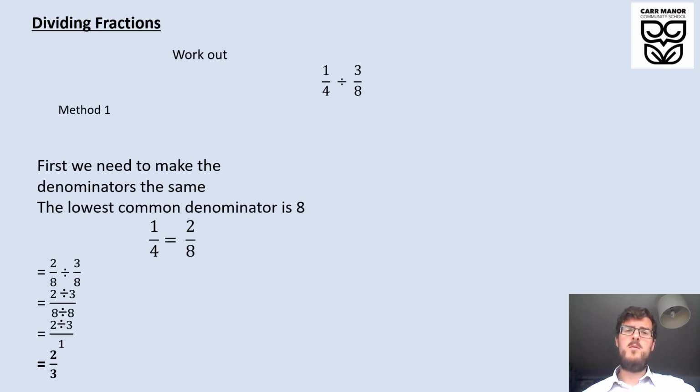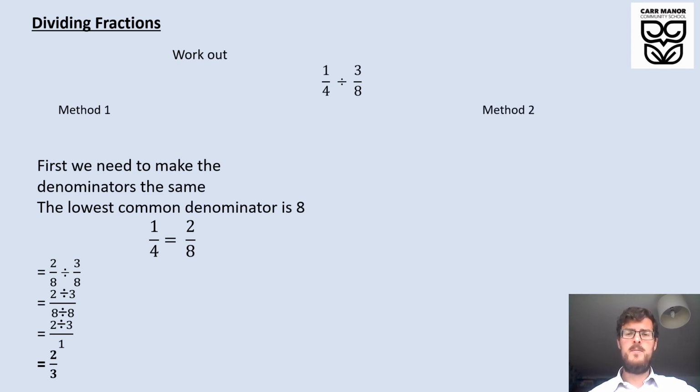Just like multiplying, we would divide the numerator by the numerator and the denominator by the denominator. So 2 divided by 3 over 8 divided by 8. Well, 8 divided by 8 is just 1, so our answer would end up being 2 divided by 3. Since we want a fraction as our final answer, the easiest way to write 2 divided by 3 as a fraction is 2 over 3, or 2/3.